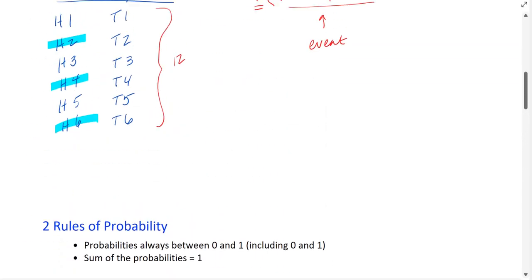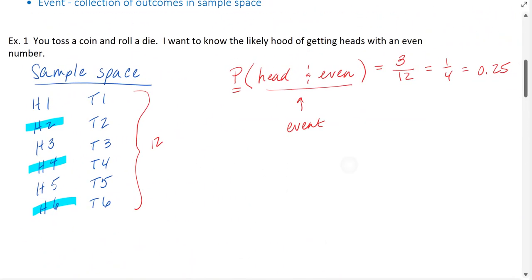If we look back at a problem that we worked previously, where we were deciding the probability of getting a head with an even number, you can see how that formula looks. First, we're starting with our probability statement, which is a capital P. Inside of the parentheses is the event we are looking for, the head and an even. Then our 3, in the numerator of our fraction, is us counting up the number of ways the event, the head and the even, could occur. And then, of course, the 12 are all the possible outcomes for flipping a coin and rolling a die.